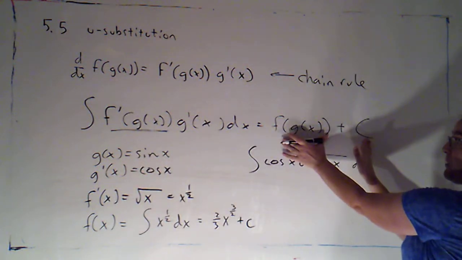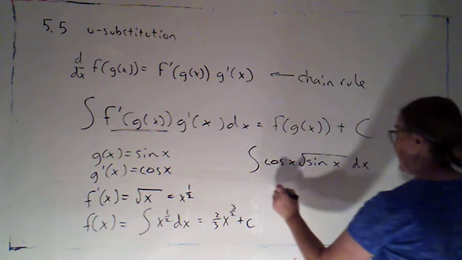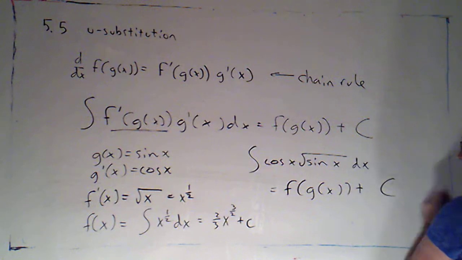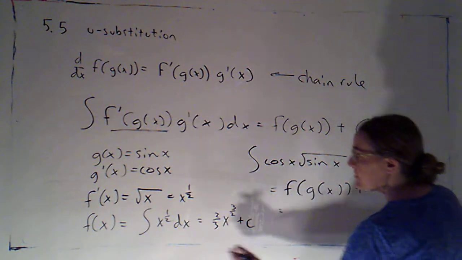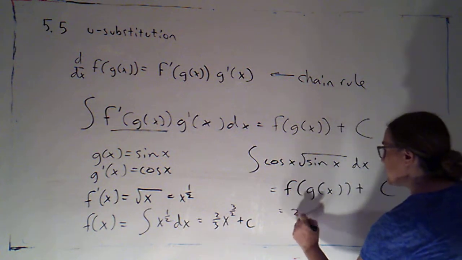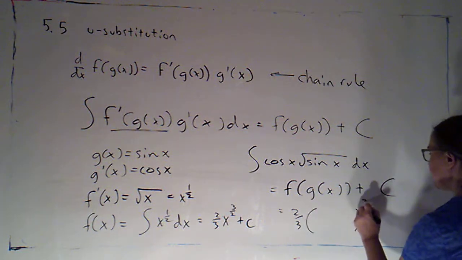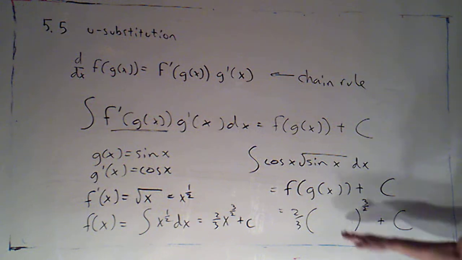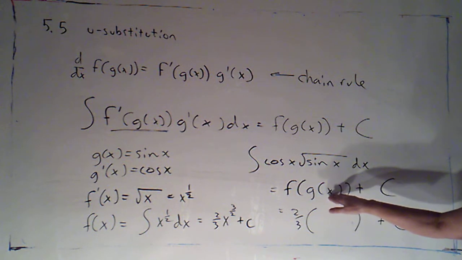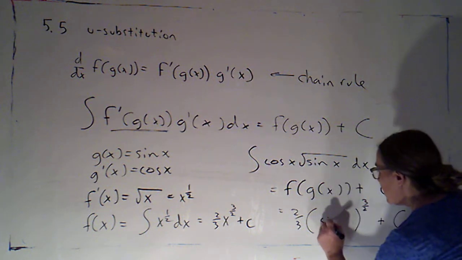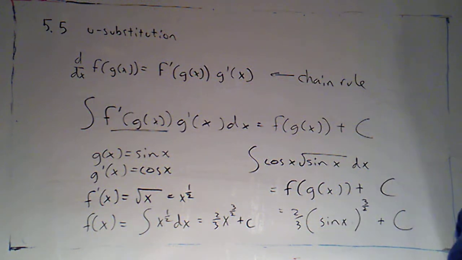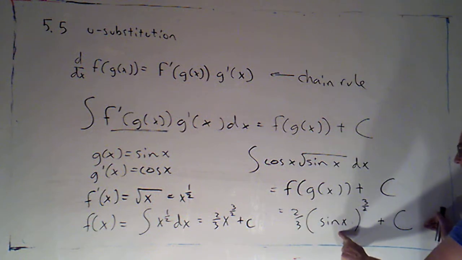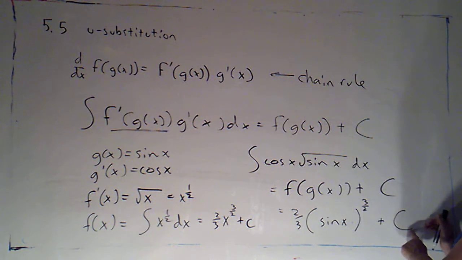All right, so now I've got f and g. That's enough to figure out what I've got on the right-hand side. So this should be f of g of x plus c. F was this function right here, 2/3. We're going to take our input and raise it to the 3/2, and then of course add c. Our input is supposed to be g of x, which is sine of x. So what we get here is 2/3 sine x to the 3/2 plus c.